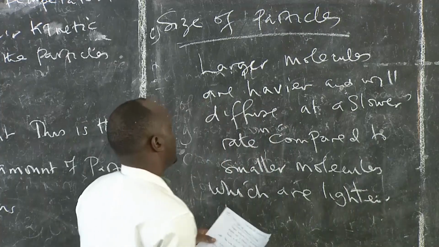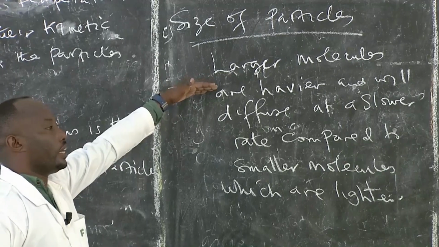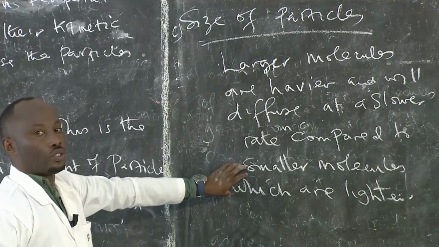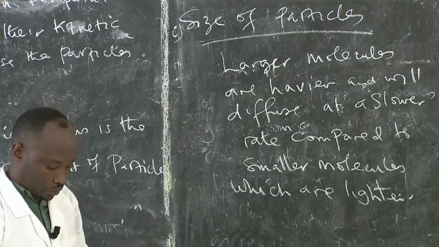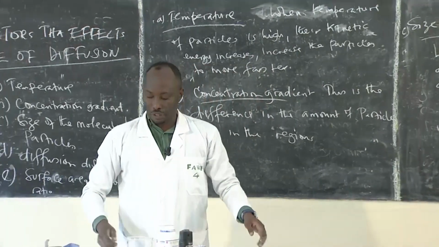So it means that the heavier the molecules are, the larger the molecules, the slower the rate of diffusion. The smaller the molecules are in terms of the particles, the faster the rate of diffusion. Another one is the diffusion distance.